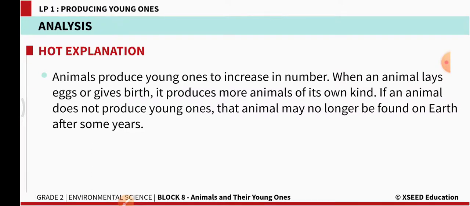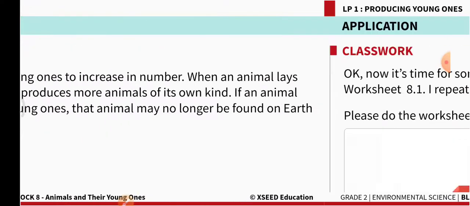So, what did we learn from this? Some animals lay eggs and some animals give birth directly. And why do animals produce young ones? In order to produce more animals of their kind, they produce the young ones. If the animals don't produce their young ones, then that animal may no longer be found on the earth.